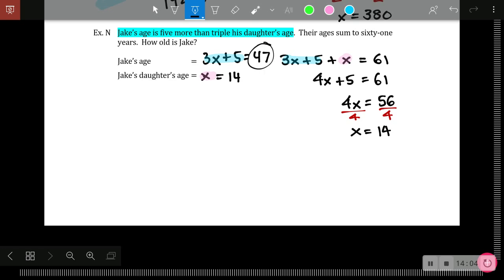That's the answer. Now, as a check, let's just take 47 plus 14 and see if it gives 61 here. Yep, we're good. So the answer is 47. So I hope this helps you as you're trying to complete this section 3.4.